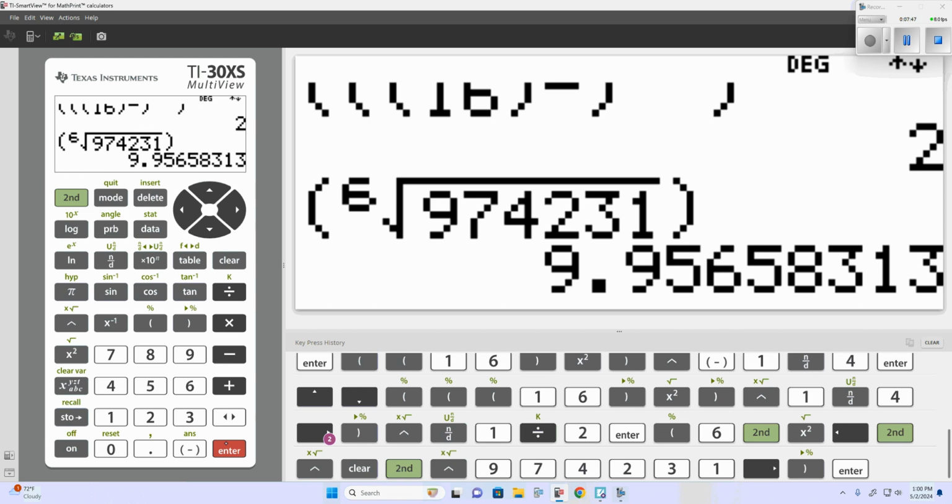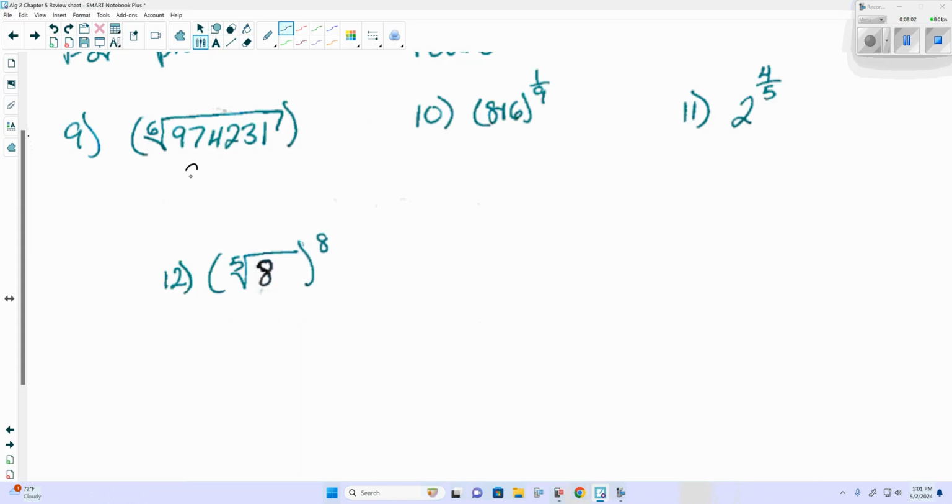I think for the whole chapter 5, I've mainly been sticking to the 30XS yellow calculator. We've only used the graphing calculator to show a few things, but that was about it. 9.9566, because it wanted it to the 4th decimal place. So 4 decimal places will have 4 decimal numbers.